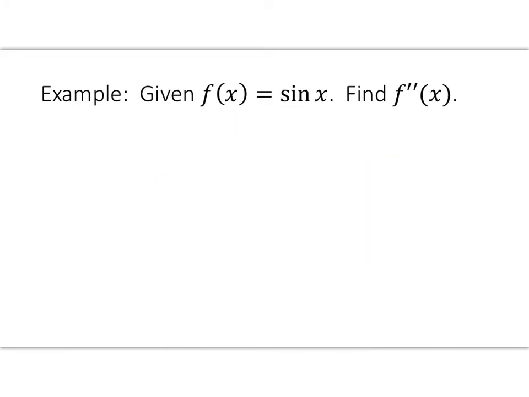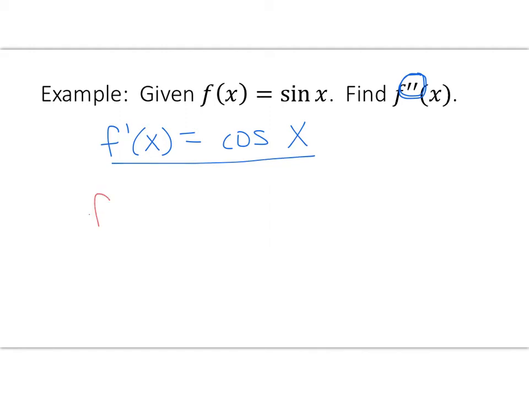Okay, again, now we're going to start with f of x equals sine of x. And now I want to find f double prime. So that just means find the second derivative. So I'm going to do the whole process twice. We know the derivative of sine of x, so f prime of x, is just equal to cosine x. And now I take the derivative of this piece. So now I'm doing f double prime of x. So the derivative of cosine is negative sine of x.